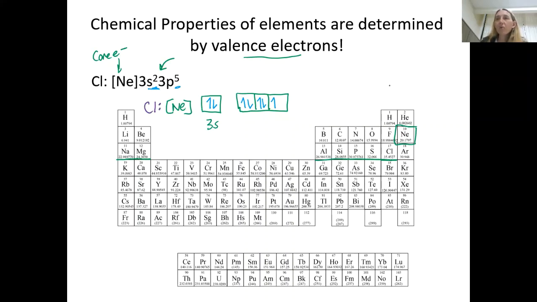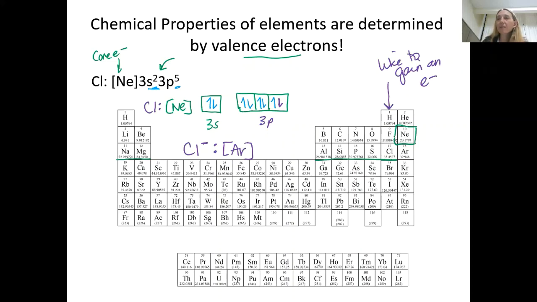Now, you guys know elements in this row like to gain an electron. Okay, and so if chlorine gains an electron, so I add that here, right? All of a sudden, this whole 3s and 3p shell are full. So chlorine Cl minus has an electron configuration the same as argon.